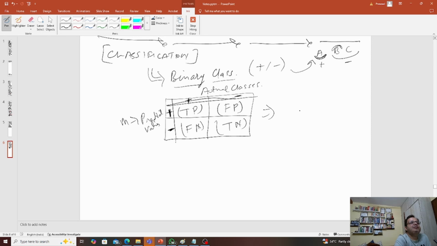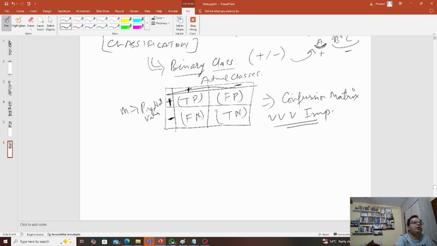This particular table is called a confusion matrix, and this is very important to understand very thoroughly. You can pause, you can repeat, you can look out for more videos, but you need to understand this kind of a matrix very nicely, so that you understand what is true positive, what is false positive, false negative and true negative. Now whatever metrics we are going to talk about are going to be some combinations of this thing only.